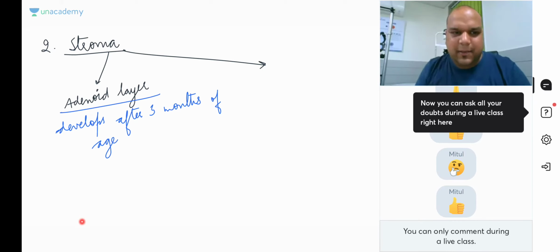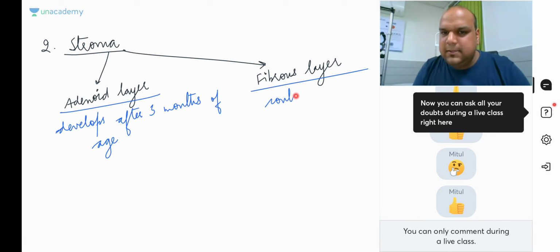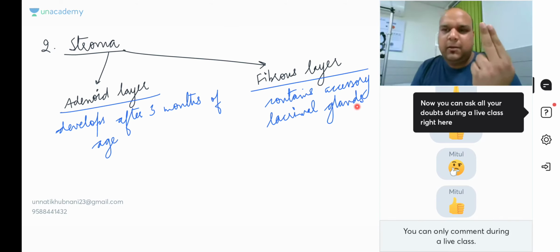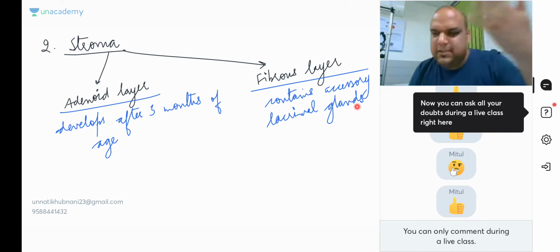And then the second layer is called the fibrous layer. This fibrous layer contains the accessory glands, accessory lacrimal glands. Okay, that's it. So you can consider these 2 parts of the stroma, or you can consider them 3 layers, and these are the 3 layers of conjunctiva. Number 1, epithelium. Number 2, adenoid layer, which is a part of stroma, and number 3, fibrous layer, which is again a part of the stroma.